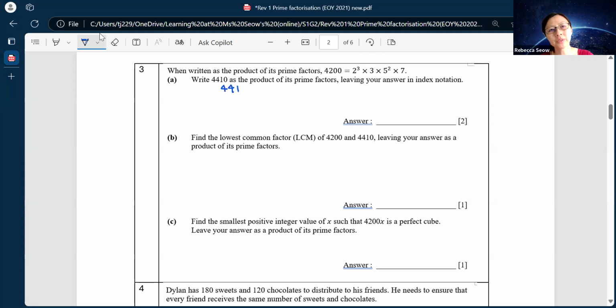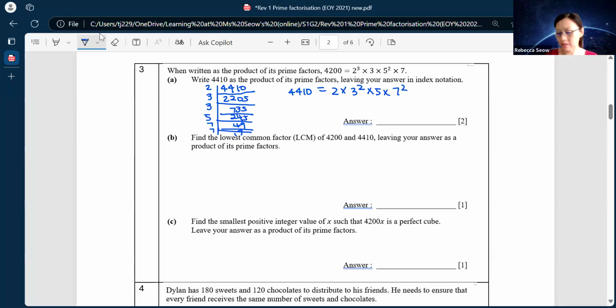So without further ado, let's find the prime factorization of 4410. So we divide by 2, we get 2205. Divide by 3, we get 735. We divide by 3 again, 245. Divide by 5, 49. Divide by 7, 7. Divide by 7, we get 1. So 4,410 is equal to 2 times 3 to the power of 2 times 5 times 7 squared.